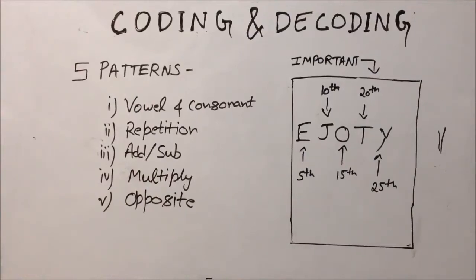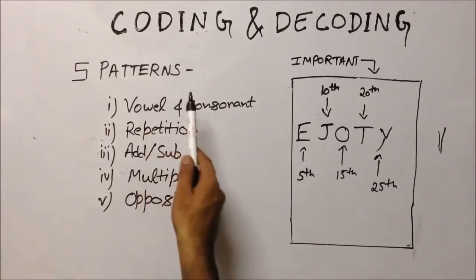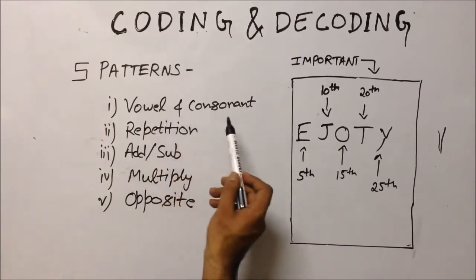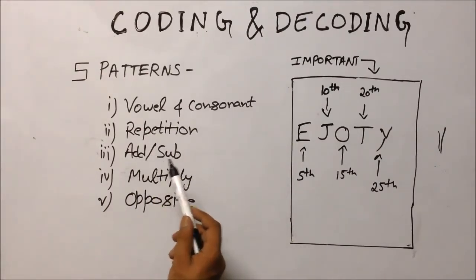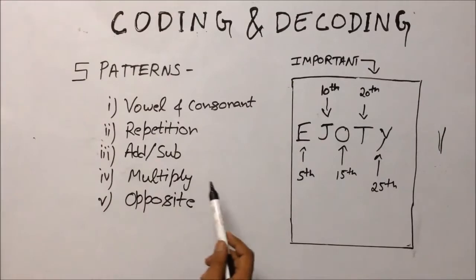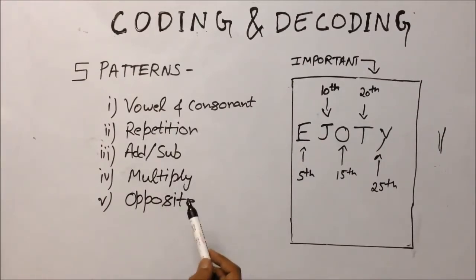Hello friends, today we are going to start with our new topic which is coding and decoding. Now in this topic there are basically 5 patterns. First pattern would be vowel and consonant pattern, second pattern would be repetition pattern, third would be addition and subtraction pattern, fourth would be multiplication pattern, and the last pattern is opposite pattern.